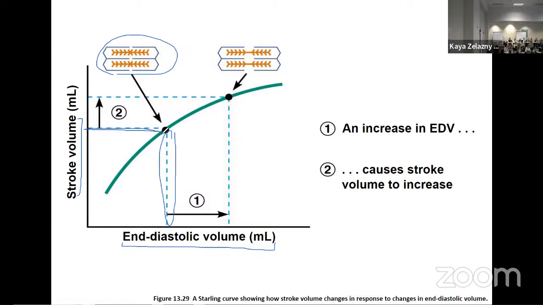You have some amount of contractility, but if you increase that end diastolic volume, you can see now it looks like every other picture that we've drawn of a sarcomere because we keep drawing them at optimal length, right? So now we have the perfect amount of room, that perfect length, so that we can squeeze harder, squeeze out more blood, increase our stroke volume.